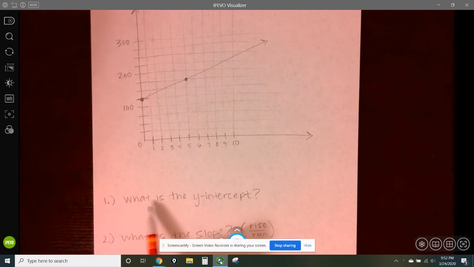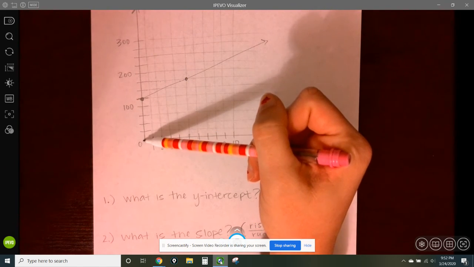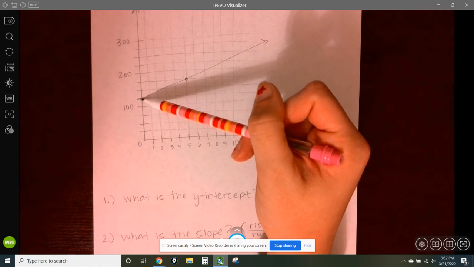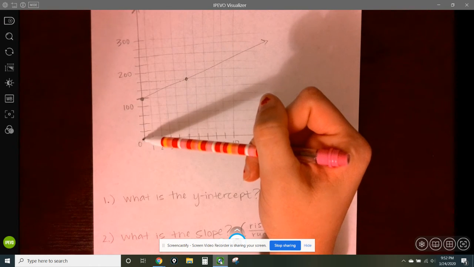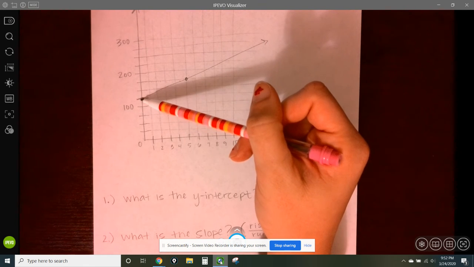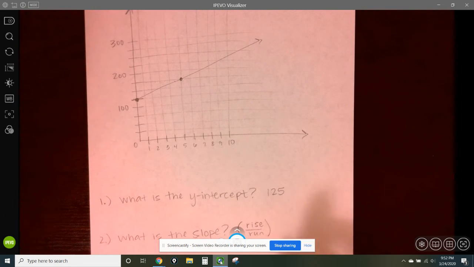Number one says, what is the y-intercept? The y-intercept is where the line crosses the y-axis. So all you have to do is look at the y-axis and see where this line crosses. It crosses right here. I see that little dash mark. Now, what number is that? It looks like this is counting by 25s. So this y-intercept must be 125. So my y-intercept is 125.